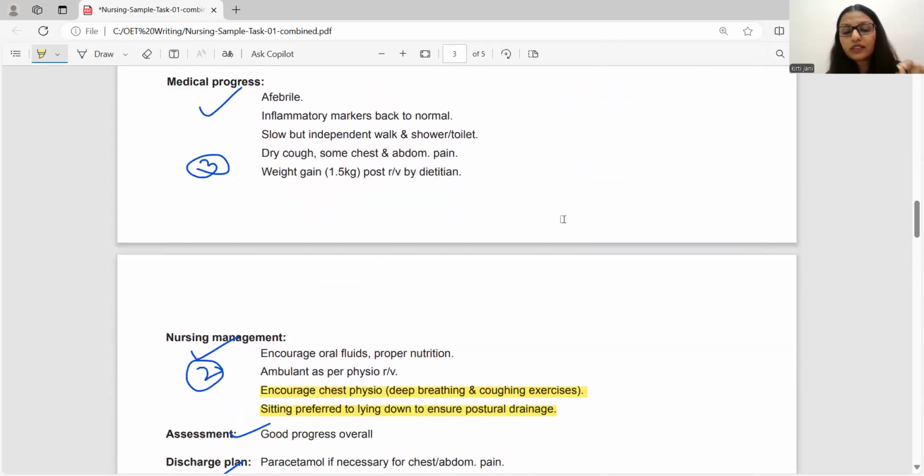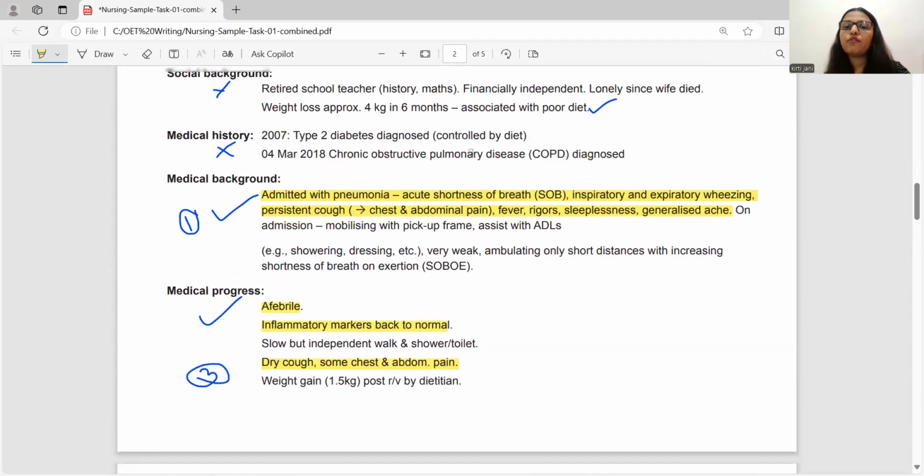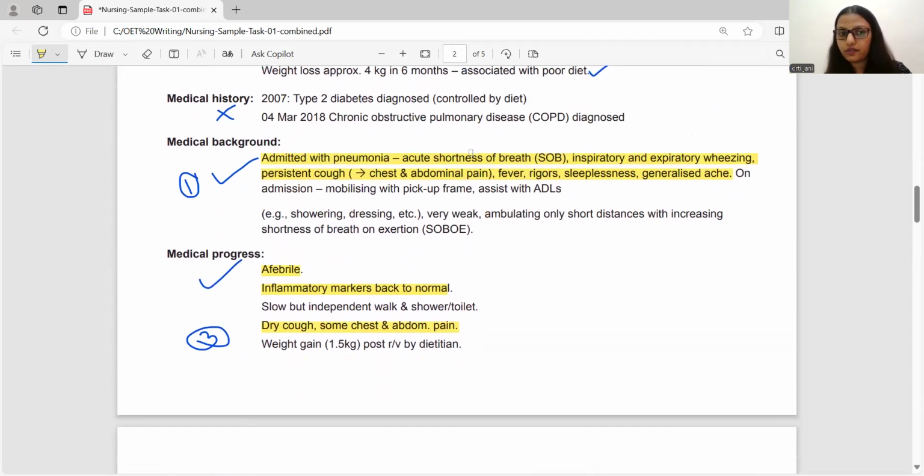Okay, and then I will see what was the outcome. Okay, patient is afebrile, inflammatory markers are back to normal, patient still has some dry cough and chest and abdominal pain. So that is the outcome of what management we have provided. So this can be my first body paragraph.